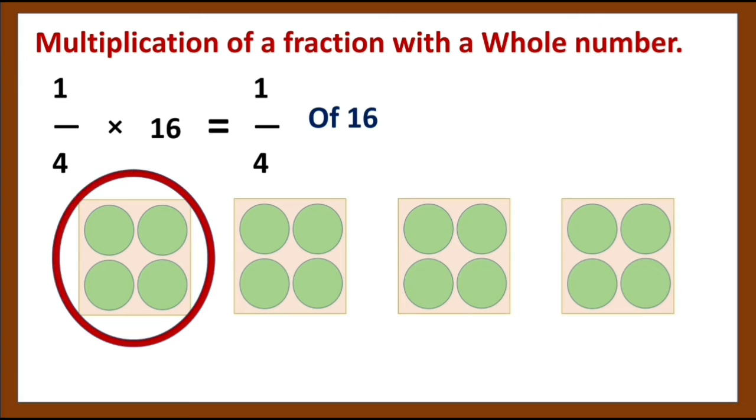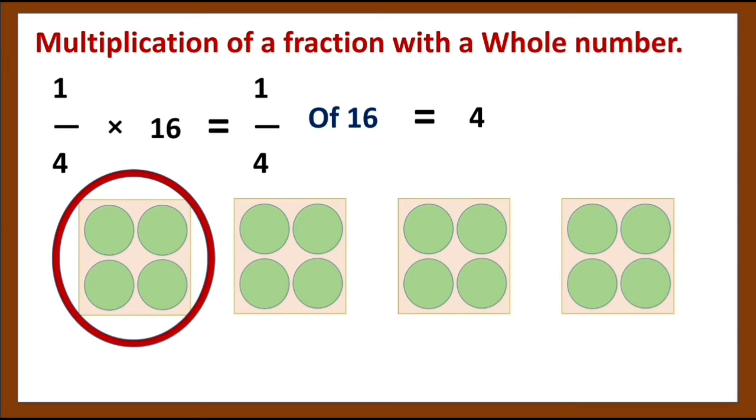So this becomes the answer. That means we will get 4 circles. Observe that 1 by 4 of 16 means these 16 circles we have to divide into 4 equal groups. So 16 circles I am dividing into 4 equal groups. Out of that, 1 by 4 means one part we have to take, which is equal to 4.